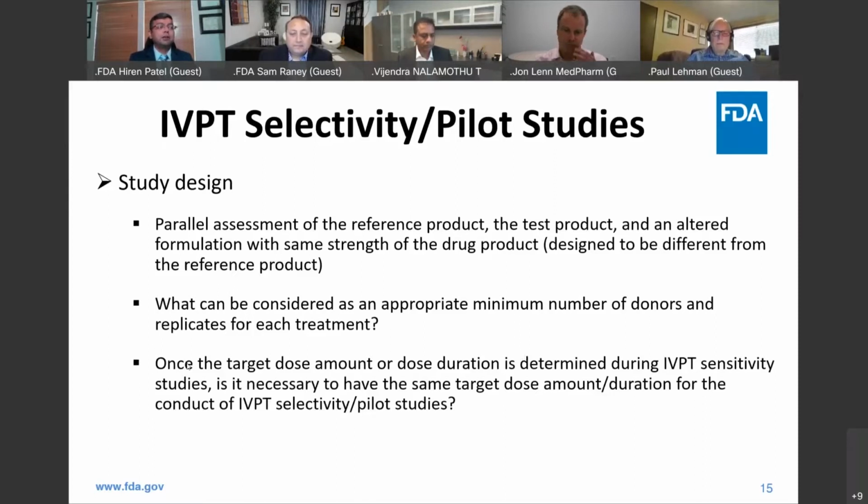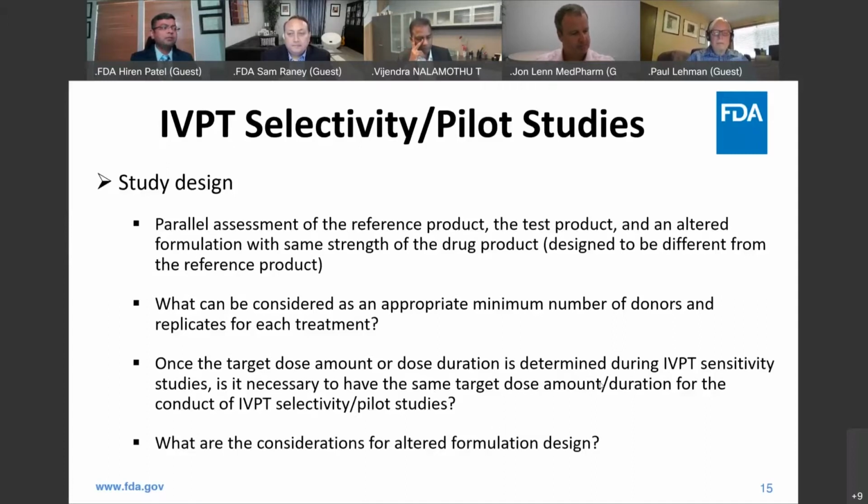And then another thing that I'm hearing from the panel is that once you have identified the parameters, put enough effort during the method development, and once you have all the parameters established, it would be a best practice not to change any parameter going into the validation study or pilot study, followed by the pivotal studies. And what are the considerations for the altered formulations?